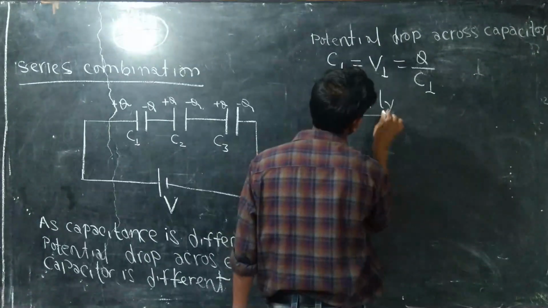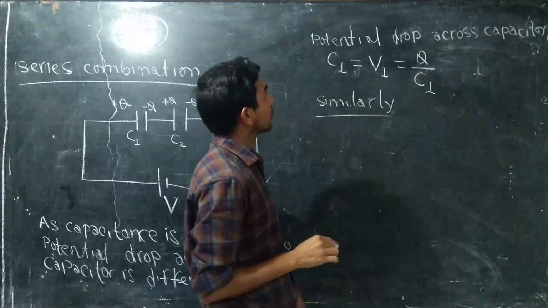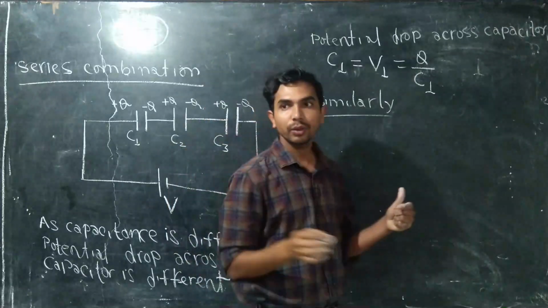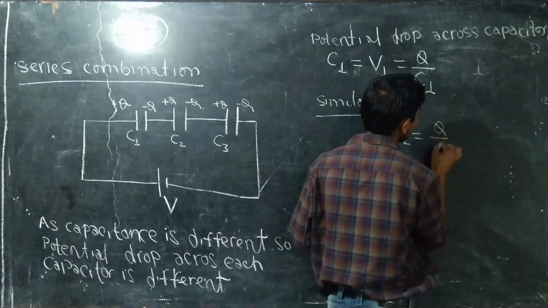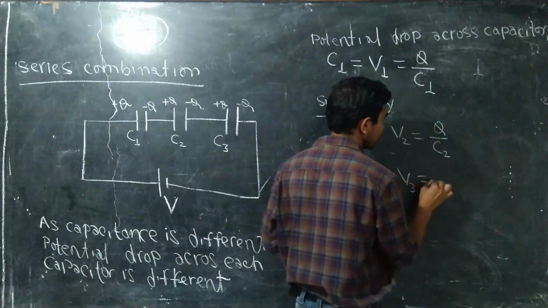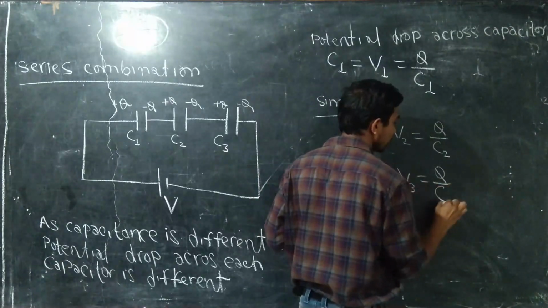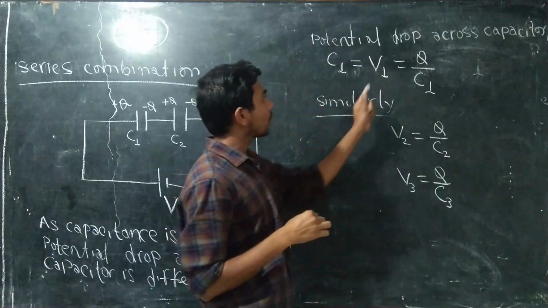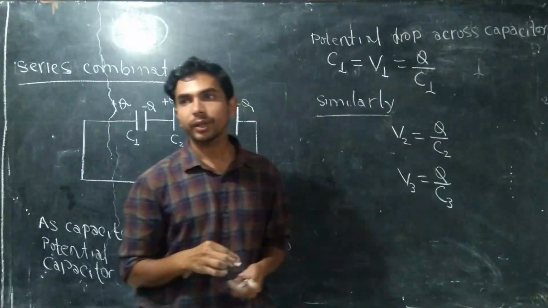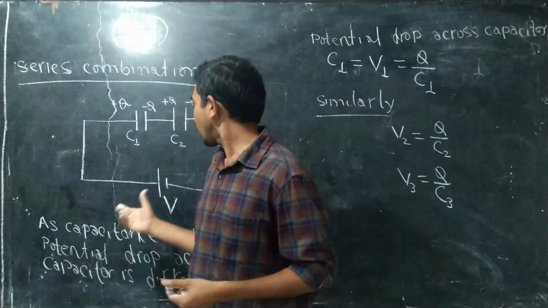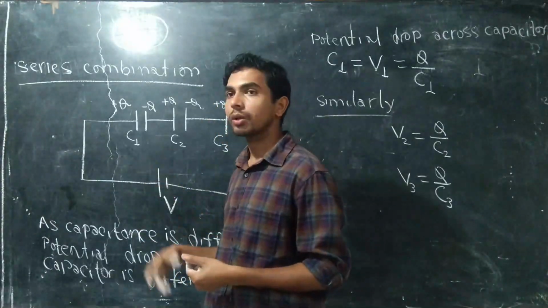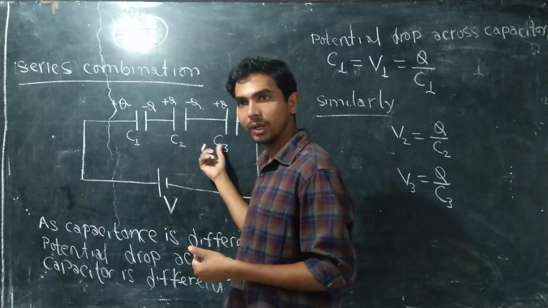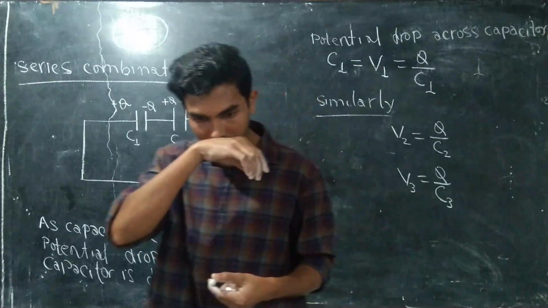Similarly, we can write the potential drop across capacitor C2 is V2, and that V2 is Q by C2. And V3 is the potential drop across capacitor C3, which is Q by C3, right? Now V1 is known, V2 is known, V3 is known, right? So the total potential drop across the battery is the potential drop across this one plus this one as well as that one, right?